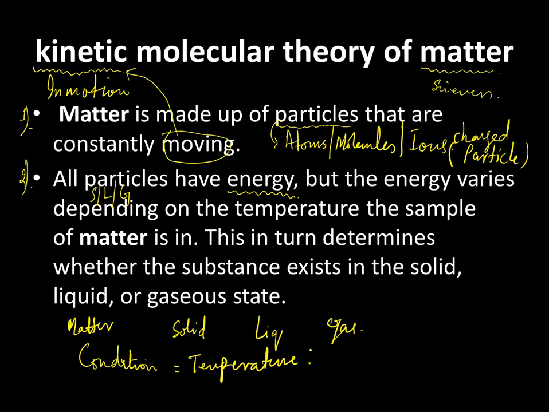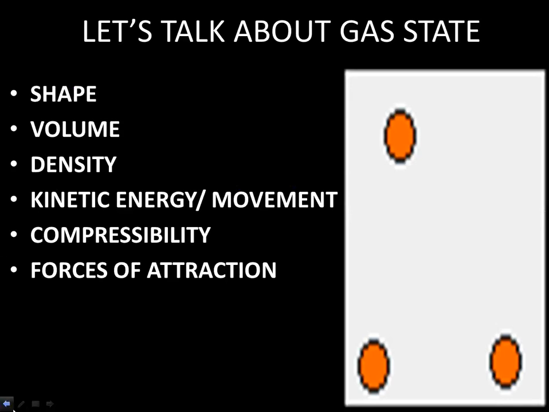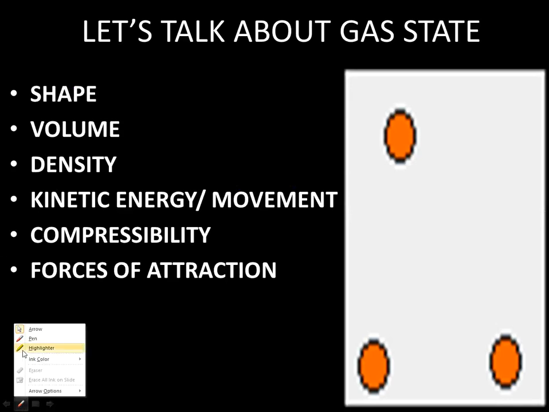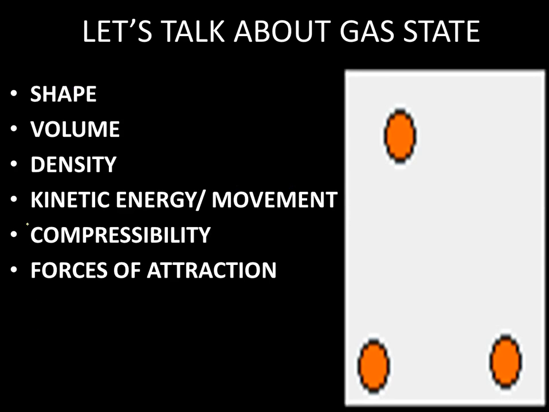Now we'll talk about each physical state one by one, just to get command on these points. I have selected these points to discuss one by one. First we see the gas state. The gas state means the invisible state of matter.